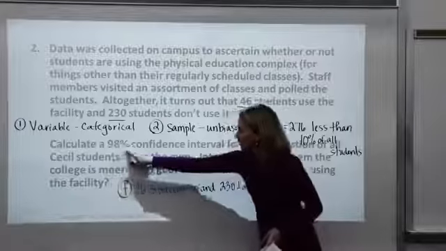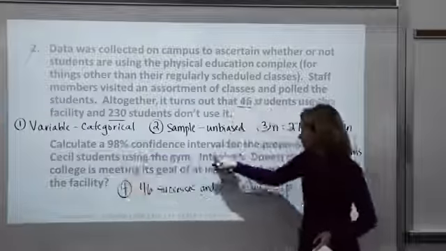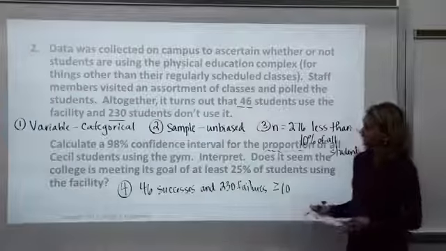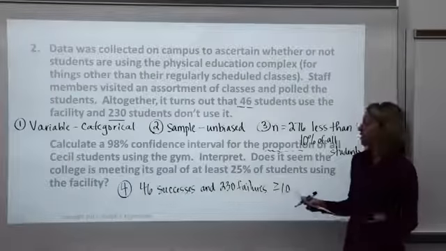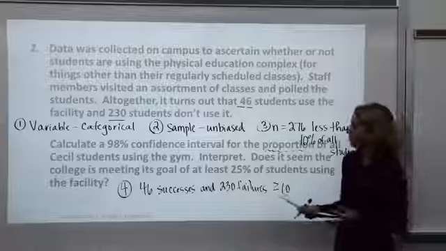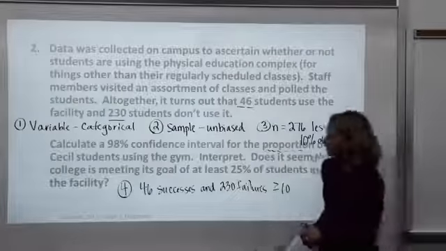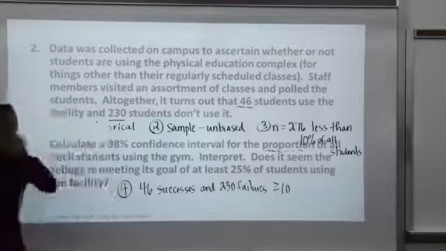Again, we're constructing a 98% confidence interval, and this is still a proportion problem. So we're going to need the sample proportion again, our sample size, and then that critical z-value. So I'm going to clean this up, I think, and start on a fresh slide.